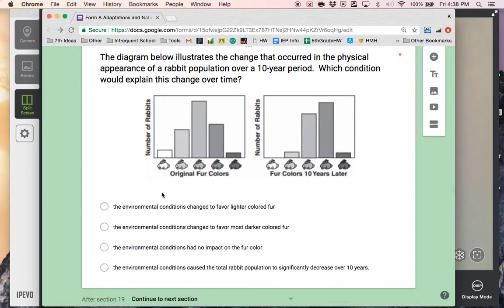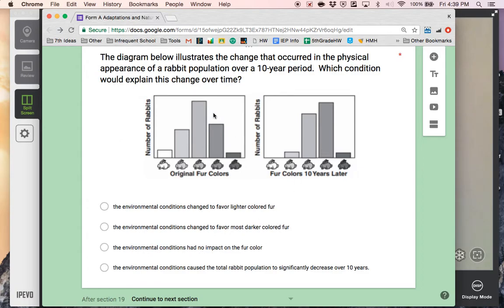Let's look at this. So what's the condition that explains it? Environmental condition changed to favor light fur. No, this guy's dead. So his light fur was not favored. It was actually a bad thing. The environmental conditions change to favor darker fur. Oh, this is darker, and it's getting better. The environmental conditions had no impact.